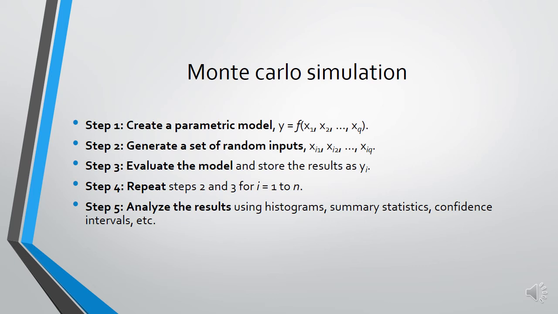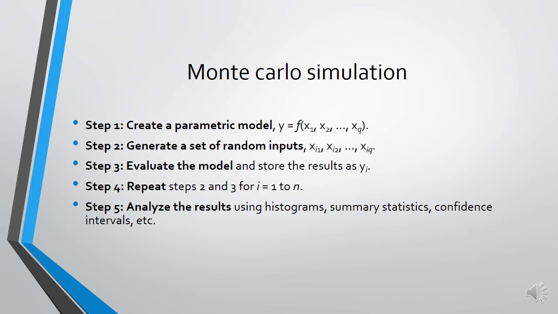You need to be able to create a parametric model. How does your dependent variable relate with the independent variables at play? Once you have got that model defined, you need to generate a set of random inputs of your parameters. These are the xi's. In the example I explained, that could be your interest rate, that could be your risk, which are things that you know as of now, but you don't know how they will be in the future.